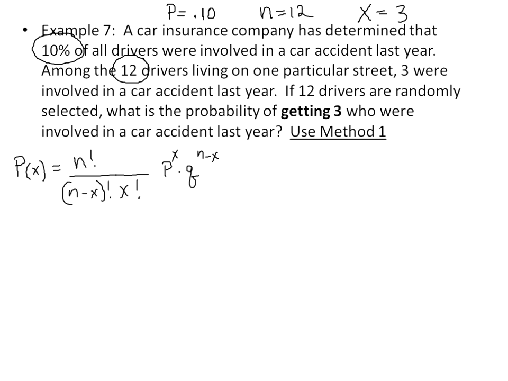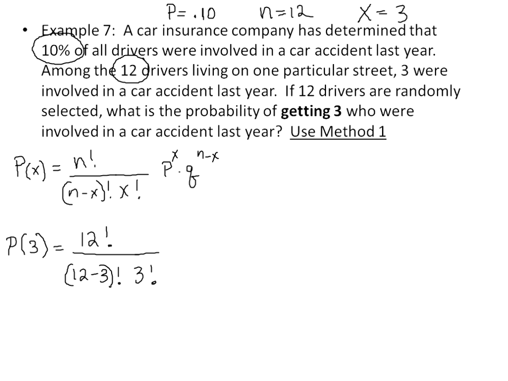What is the probability of getting 3 who are involved in a car accident last year? Method 1 is using the formula. So you have your value for P, your value for N, and your value for X, and you plug that into your formula. So we have P of 3, N factorial, that's 12 factorial, over N minus X, so that's 12 minus 3 factorial. X is 3 factorial.